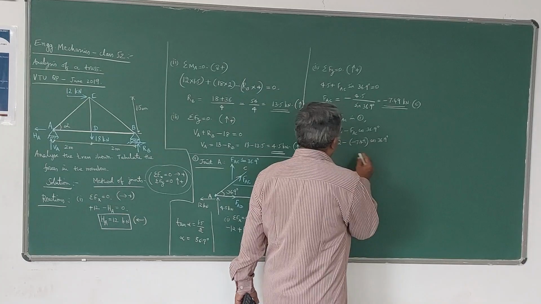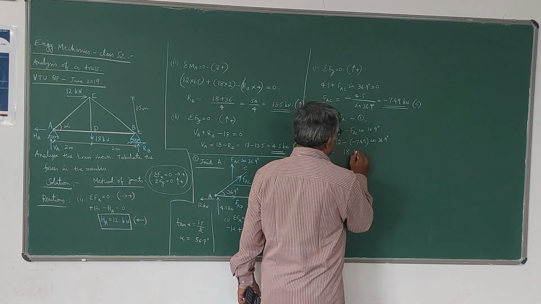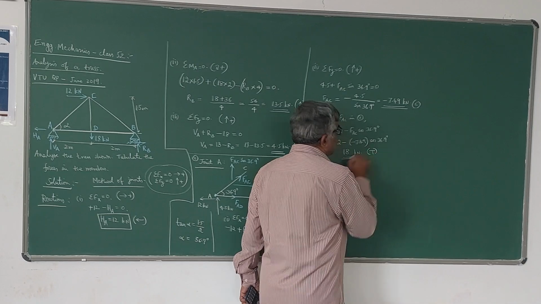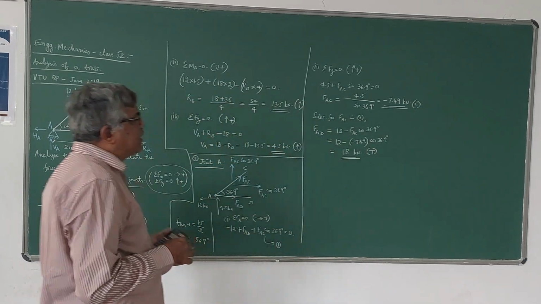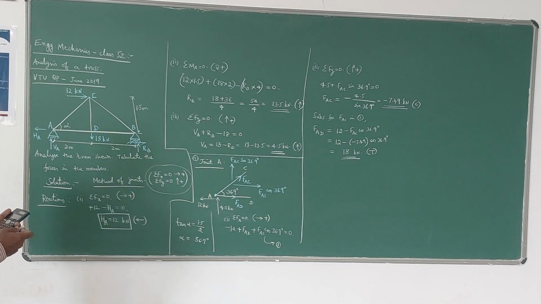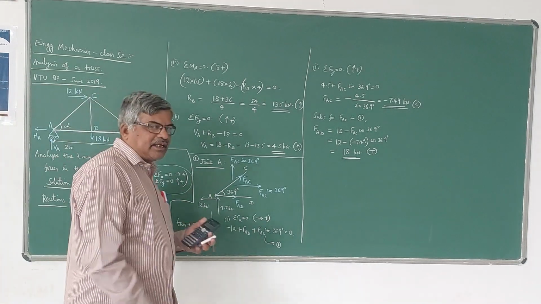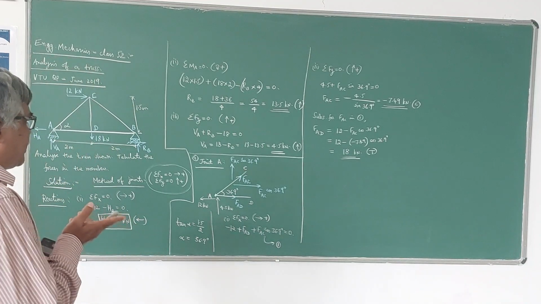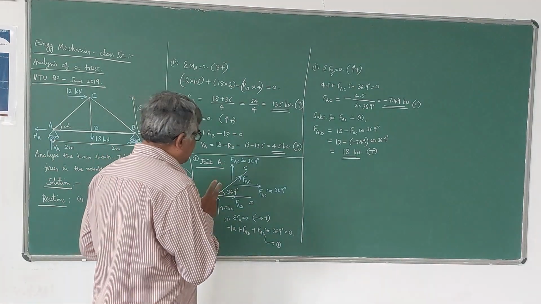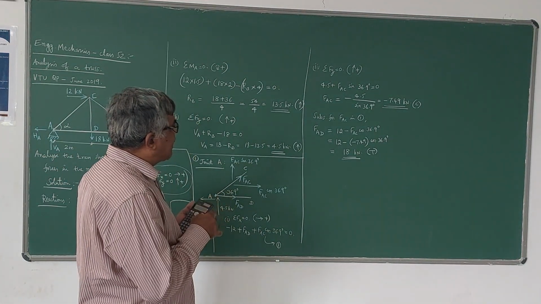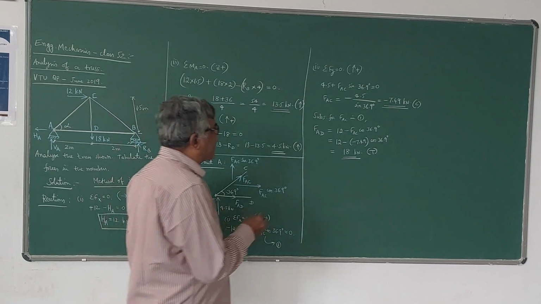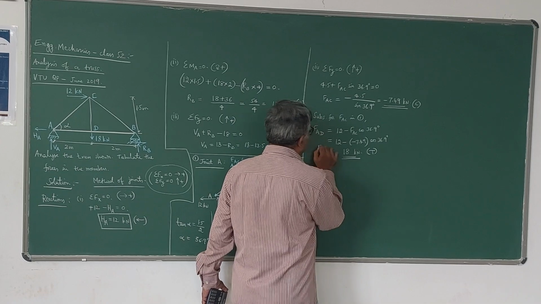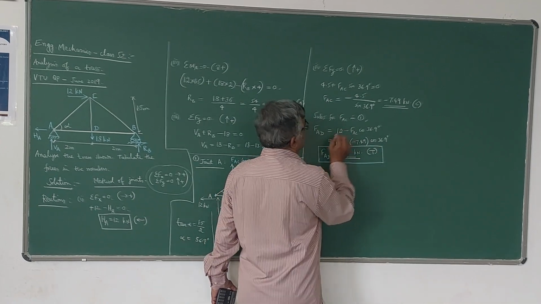17.99, or you can take it as 18 kilonewton. So you have got this as positive, that means it is a tensile force. Please note that C is a compressive force, T is tensile force. Now, by considering the equilibrium of joint A, we got the forces in two members, AC and AD. The AD member is taking a tensile force, whereas the AC member is a compressive force.